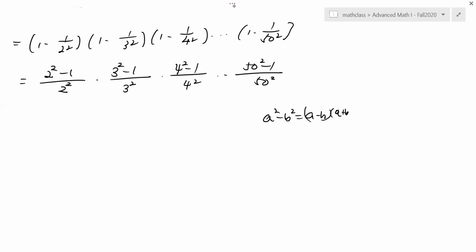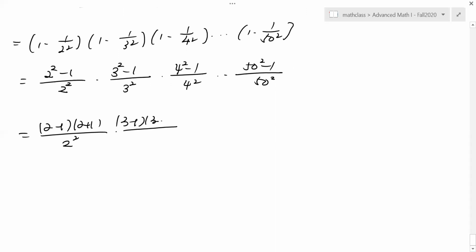So this is a formula we can use. Okay. So I'm going to factor. And so 3 minus 1, 3 plus 1. 4 minus 1, 4 plus 1. And 50 minus 1, 50 plus 1, over 50 square. Okay. I think we're almost there.